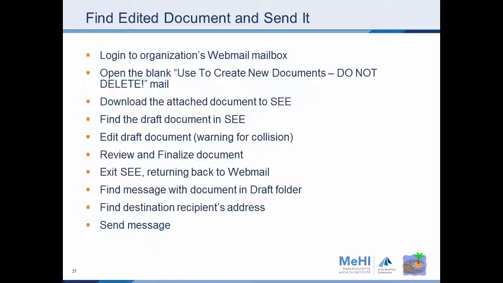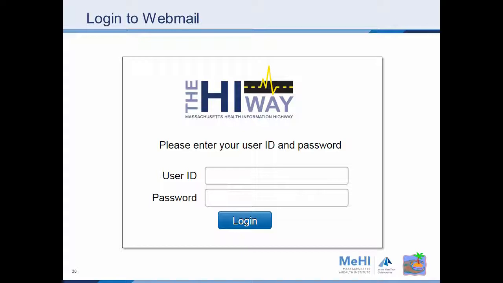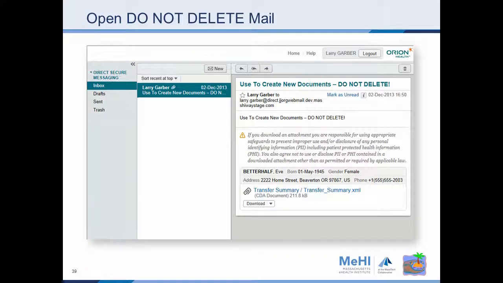So we're going to log into the webmail mailbox, because that's the only way to get to see. We're going to go find that do not delete message, because you didn't delete it, and we're going to use that to get into C. Then we're going to get rid of that and go search for the draft that we've been working on. We'll find that draft, we'll finalize it, and when we finalize it, it takes us back to C, and it actually puts that final document in the draft folder in the mailbox. So that final document is what goes into the draft folder. We'll go find that and send it to where it needs to go. So again, always start in the same place: log into the webmail mailbox.